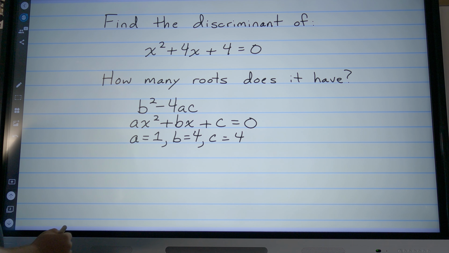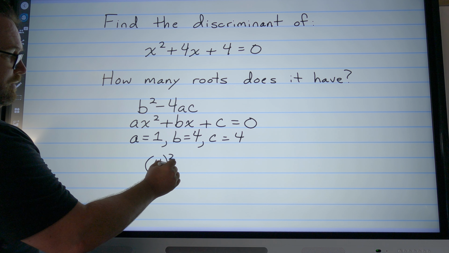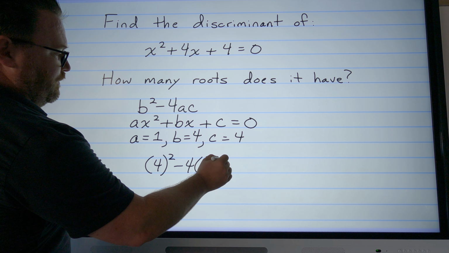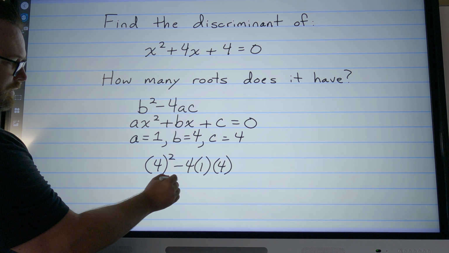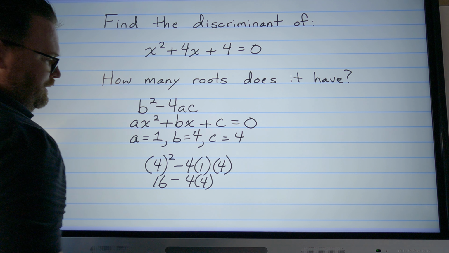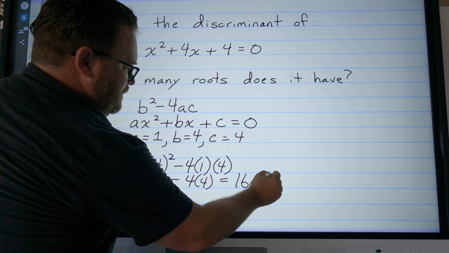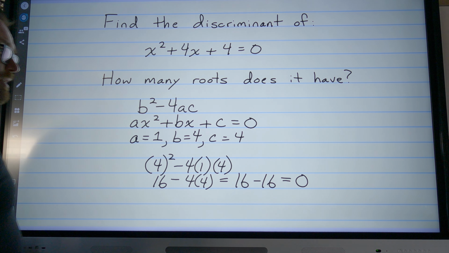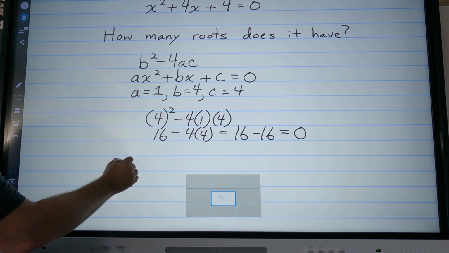So let's substitute these values in. So we're going to do b squared, so 4 squared minus 4 times 1 times 4. 4 squared is 16. Minus 4 times 1 is 4 times 4. So that becomes 16 minus 16. So our discriminant equals 0. Now when the discriminant equals 0, that means we have one unique real root.